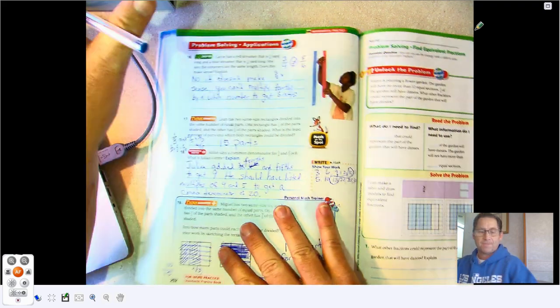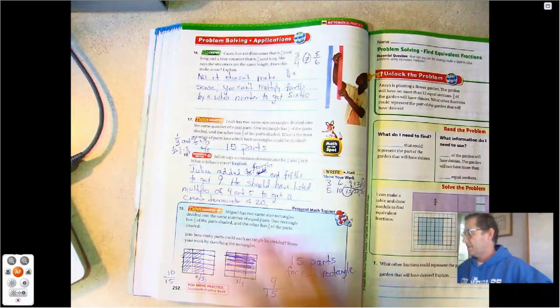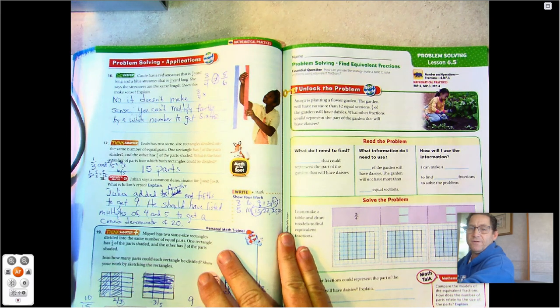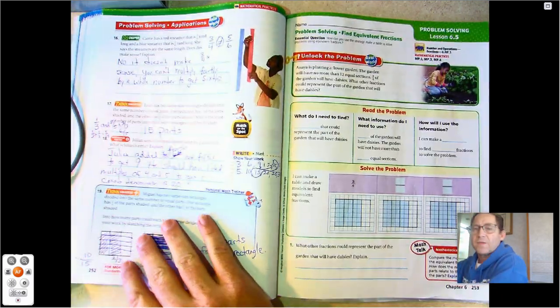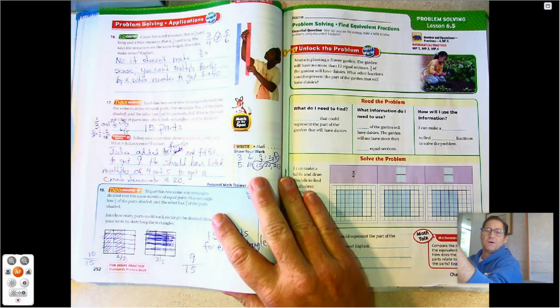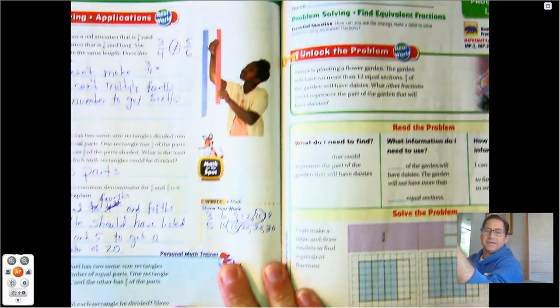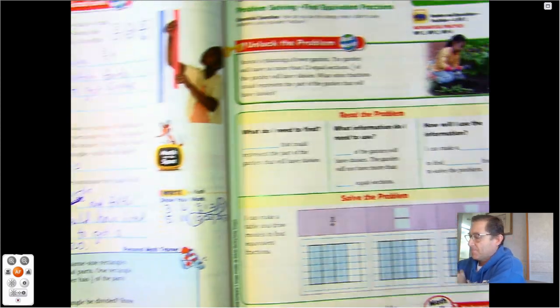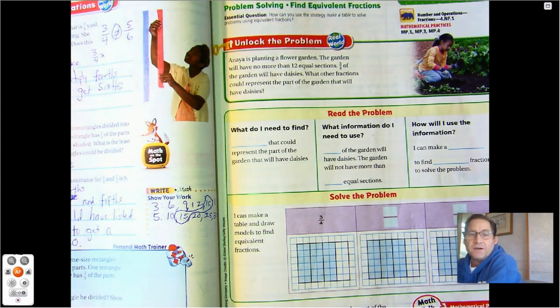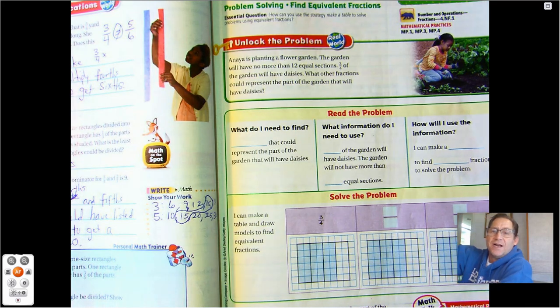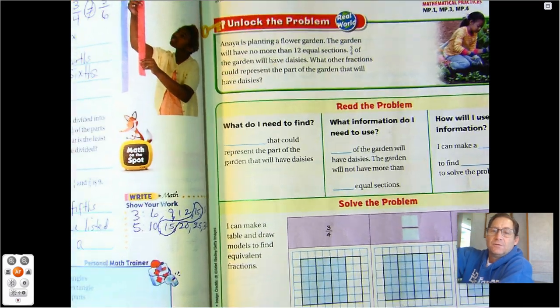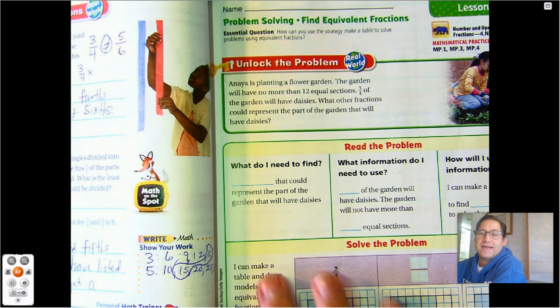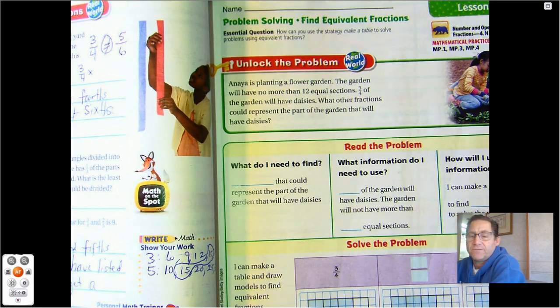Good morning, everyone. All right, so today we're working on lesson 6.5, and our topic is problem solving, finding equivalent fractions. Okay, and so our essential question is, how can you use this strategy, make a table to solve problems using equivalent fractions?